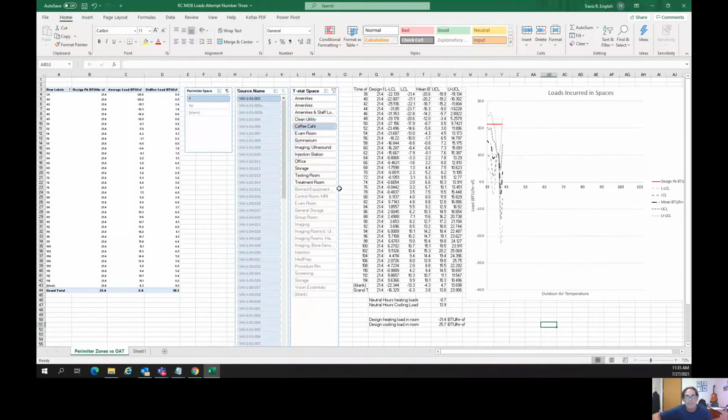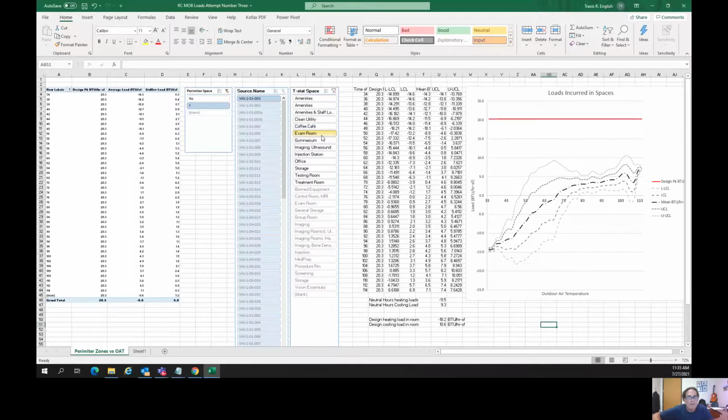The coffee cafe, only one zone. That's a little screwy, by the way. I don't know why we're getting that. Here's our exam room. So apparently we have some perimeter exam rooms in the building. That's funny because that number is not too far off. This 10.6 number is not too far off what the non-perimeter exam rooms were as a population.